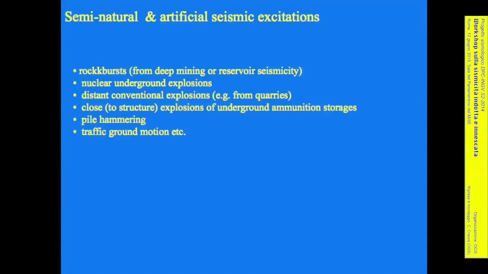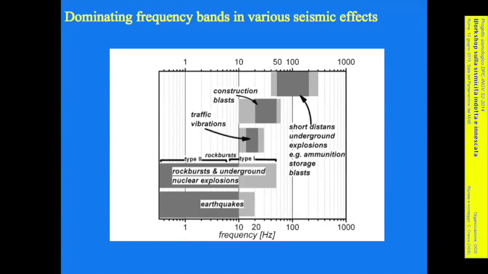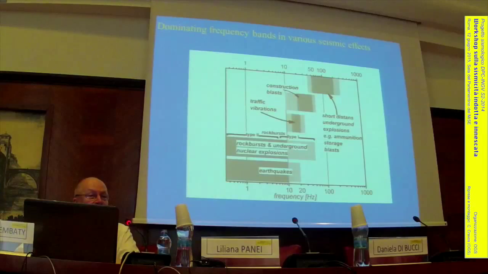So if we come now to this dynamic effect, we have rock bursts, we have nuclear underground explosions, we have conventional explosions, we have explosions of munition storages, pile hammering, traffic, and ground motion. If we compare them, the key issue is not only duration, but first of all, it's the frequency content. And this frequency content could be particularly biased for the rock bursts. So the accelerations could be alarming, whereas the velocities are low. So that's the basic point. Don't observe accelerations, observe velocities.